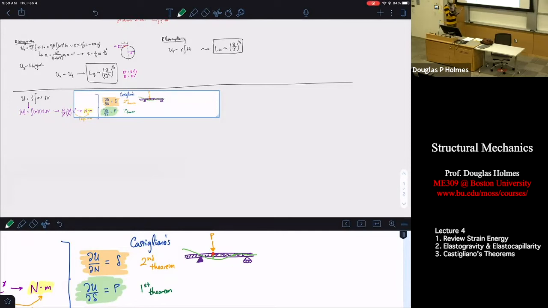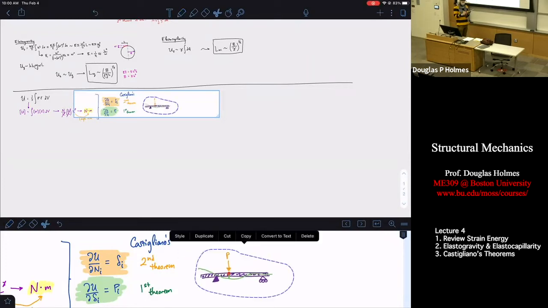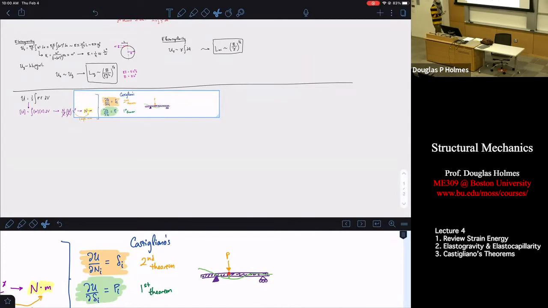I'm going to change them just ever so slightly to really emphasize the point that what you're doing is you're able to calculate the deflection at some point i by taking the derivative of your strain energy with respect to the force at that point and in that direction. And that's really what these subscripts here are trying to note, that you're specifically taking the derivative of your strain energy with respect to the force at that point and in that direction. Same thing goes for the bottom one. These are Castigliano's theorems.